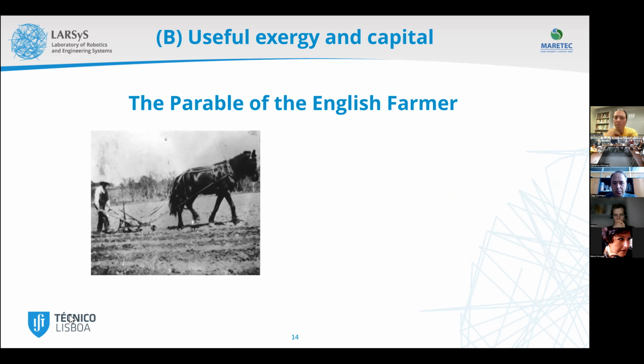Now, to explain this a little bit better, I've come up with what I call the parable of the English farmer. And this is a parable in the biblical sense of the word. And sorry, Gael, if I make some mistake in my terminology here, please correct me. But just like in a Bible story, I'm just capturing the essence, and so the details might not be exactly right, but I think this captures the essence.